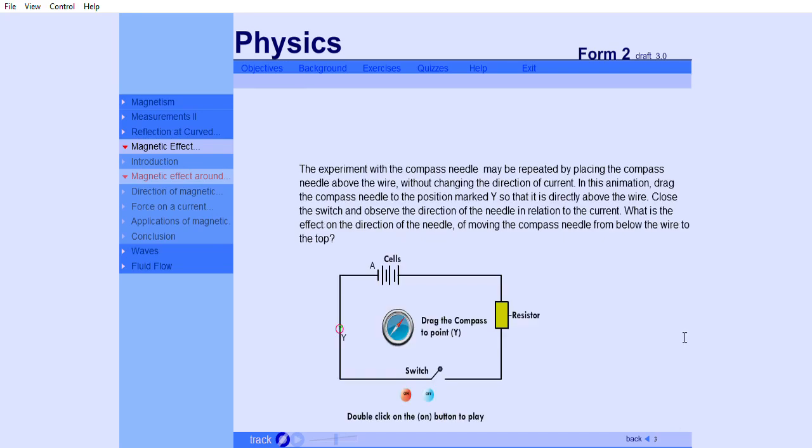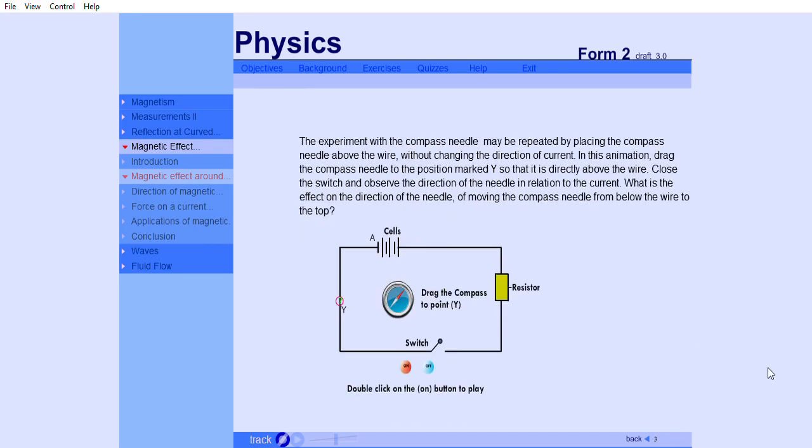The experiment with the compass needle may be repeated by placing the compass needle above the wire without changing the direction of current. In this animation, drag the compass needle to the position marked Y so that it is directly above the wire. Close the switch and observe the direction of the needle in relation to the current. What is the effect on the direction of the needle of moving the compass needle from below the wire to the top?